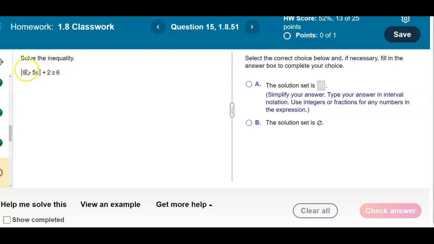Solve the inequality. We have the absolute value of 8 minus 5x, plus 2, which is greater than or equal to 6. So here is our absolute value inequality. Before we can do anything, we need to isolate the absolute value. So what we need to do is first subtract 2 from both sides.